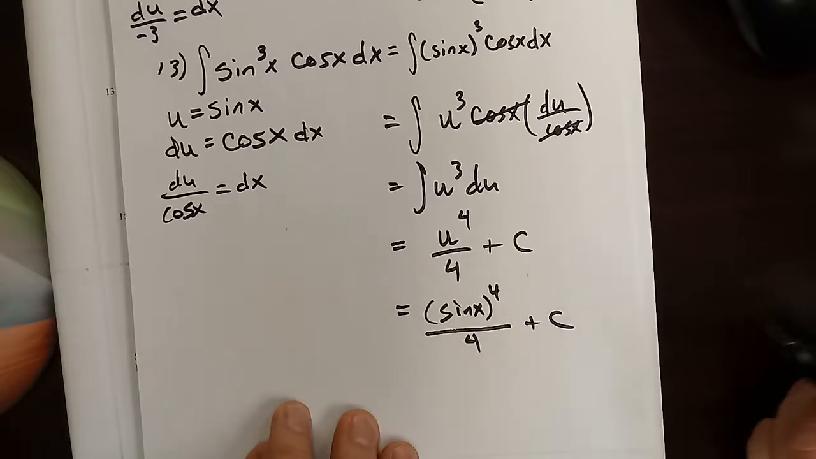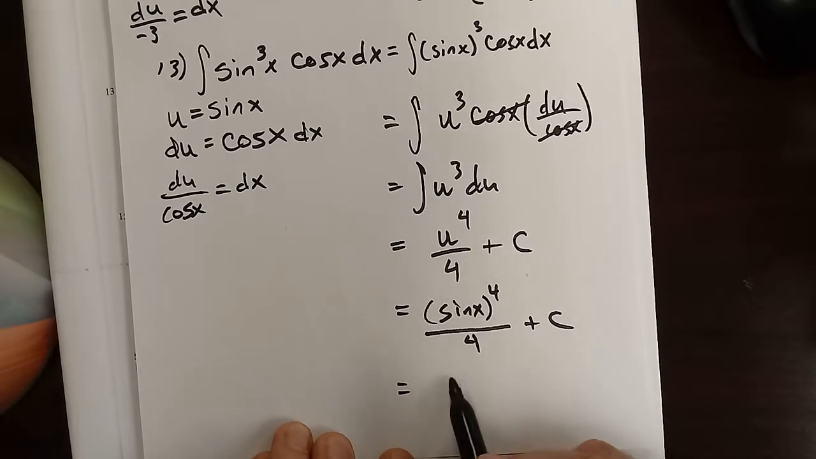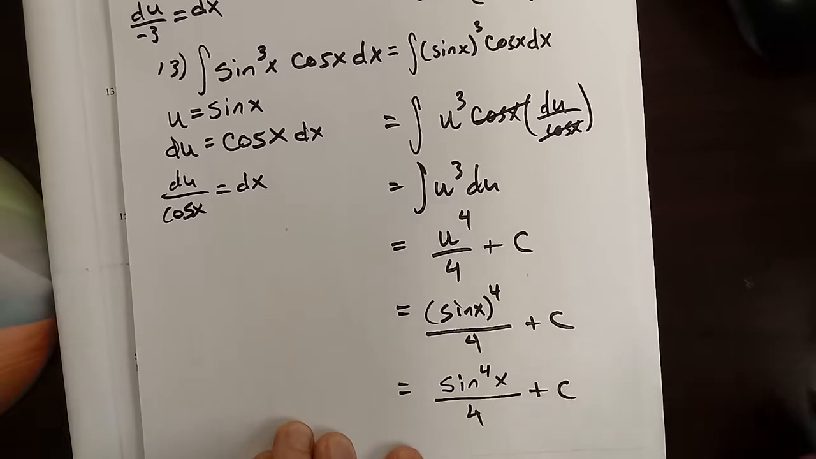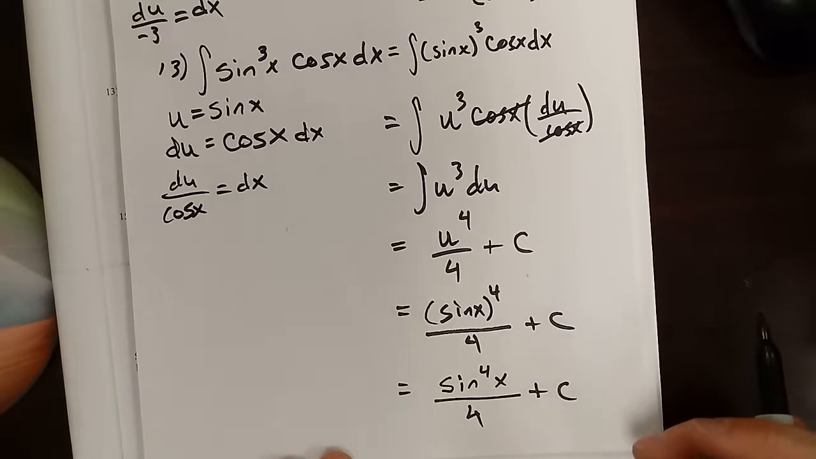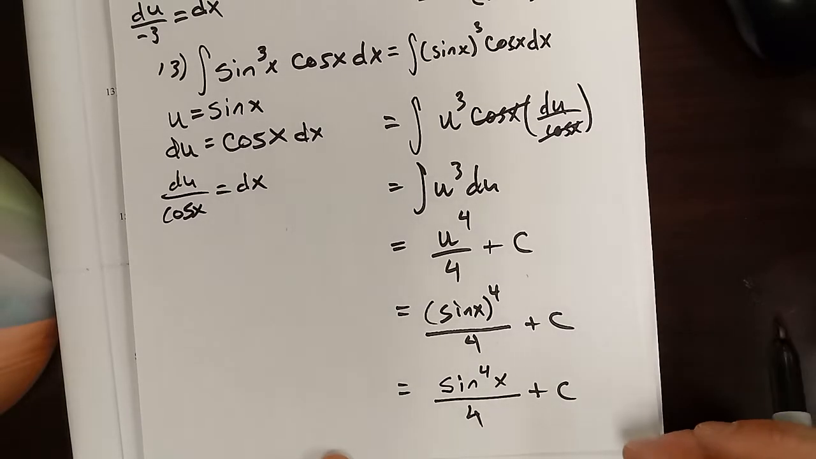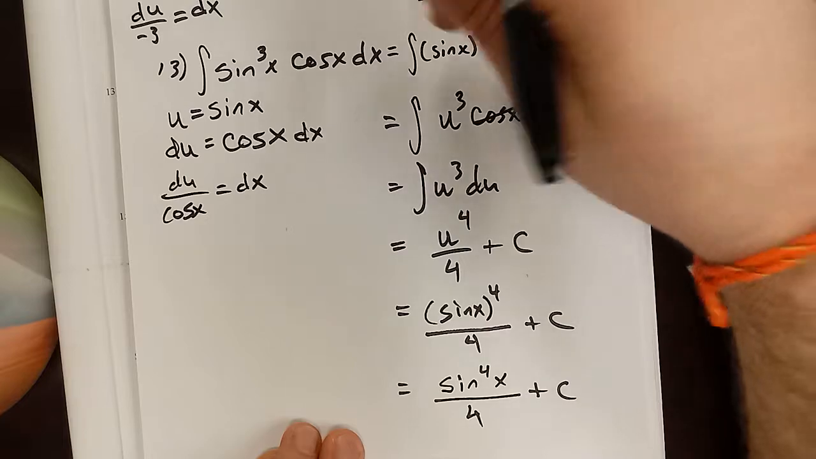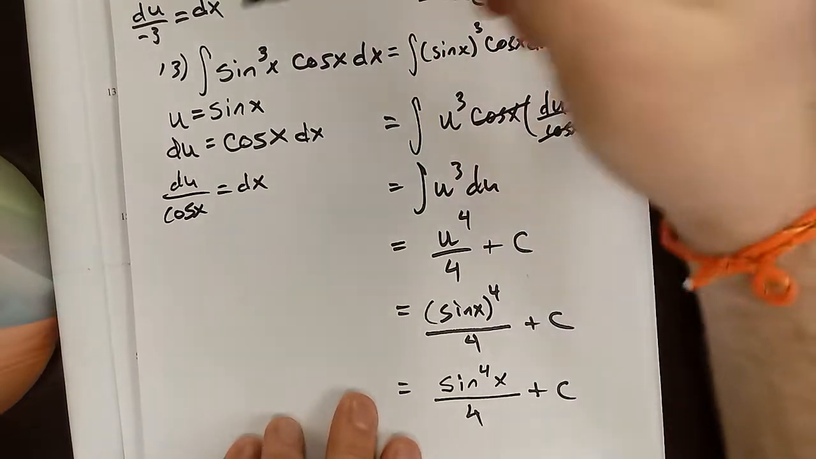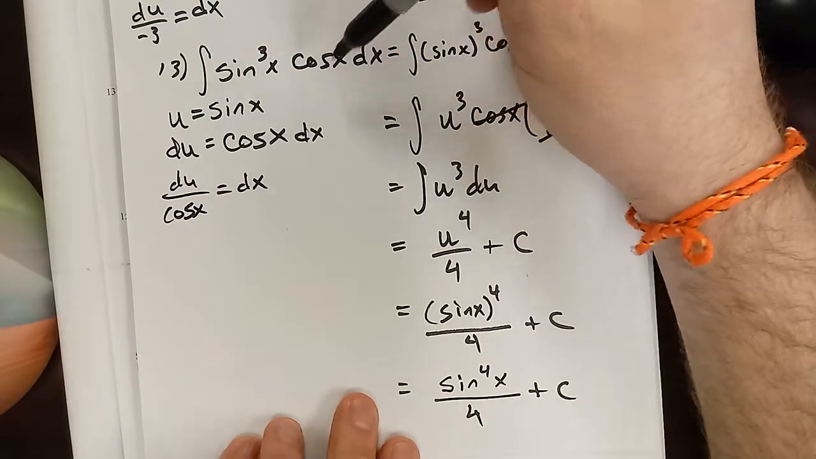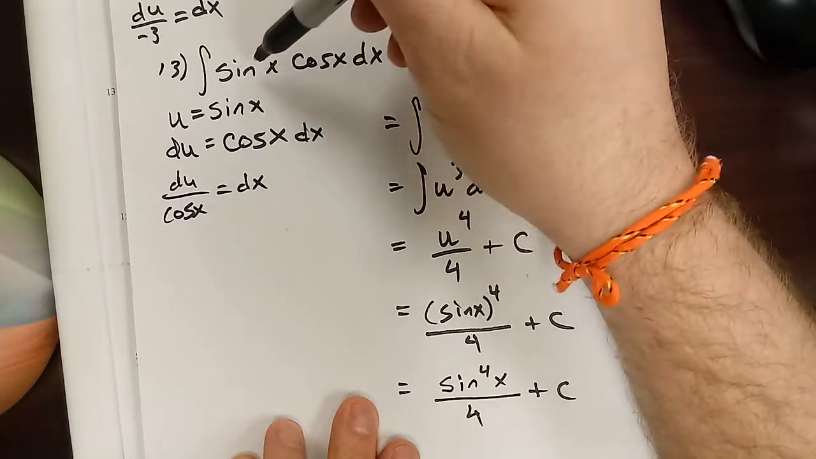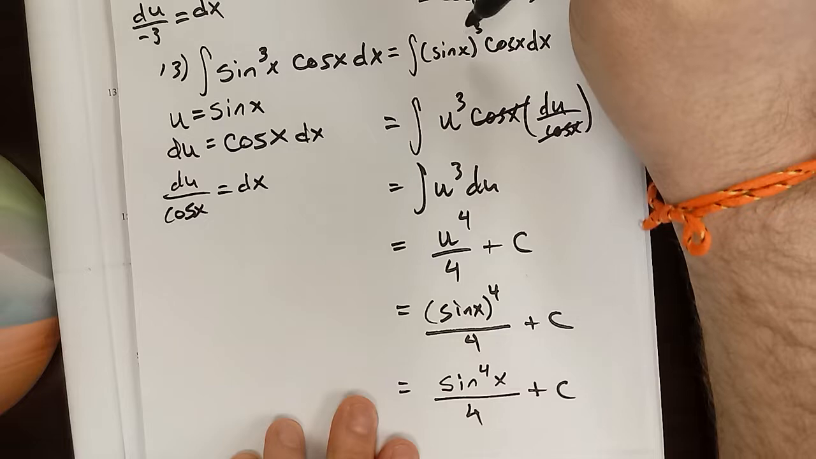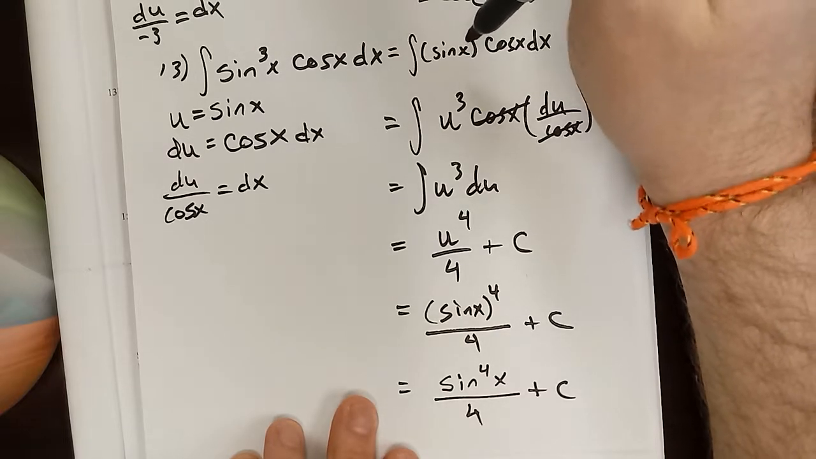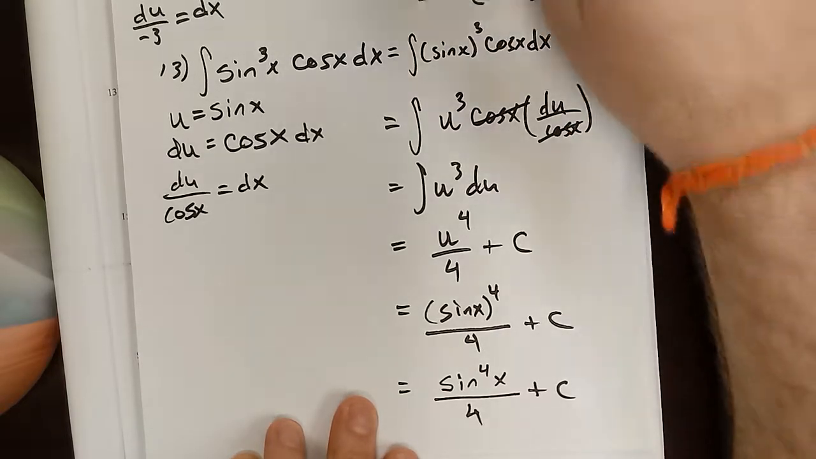You wouldn't see it like this as an answer, though. You would see sine to the 4th x over 4 plus c. So it's pretty awesome. But yeah, so the key thing about seeing this is to go, oh, I've got sine cubed and cosine. This looks scary. Wait a minute. Sine cubed x means sine x cubed. This inside here, that's most likely what I'm going to want to make as u. And then its derivative is present.